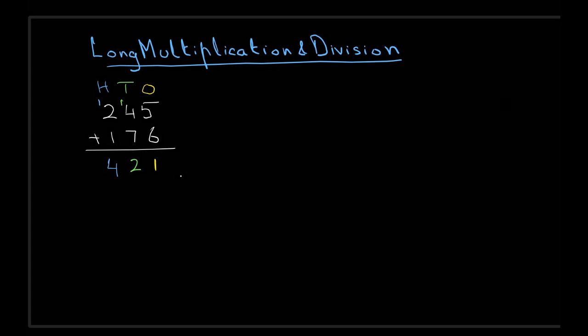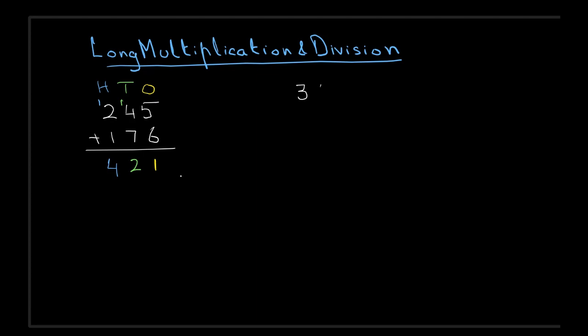This is the long addition algorithm. Then we have the long subtraction algorithm. So let's try it with 345 minus 174. Again, we have the ones, tens, and hundreds. We have 5 ones and we want to take away 4 ones. We can certainly do that and we'll be left with 1 one.